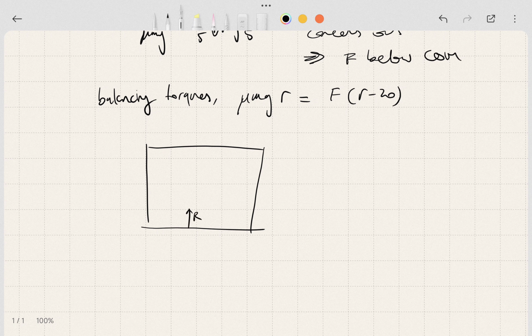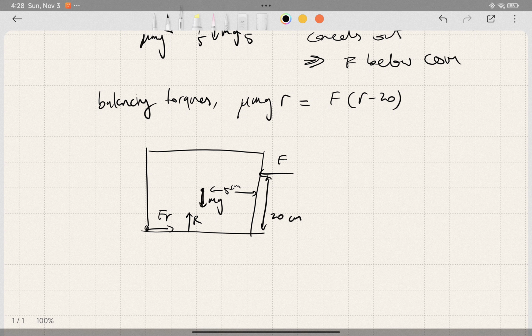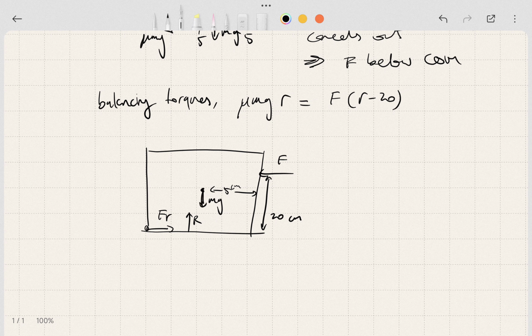Essentially, it says this R, there's FR, there are resistive forces, there's mg, and this is 5 centimeters, and this is 20 centimeters, and this is the F. So these are the forces acting on this diagram here. Now we're asked to find mu. This is hopefully the final hint that we need. So let's think about this problem for a second.